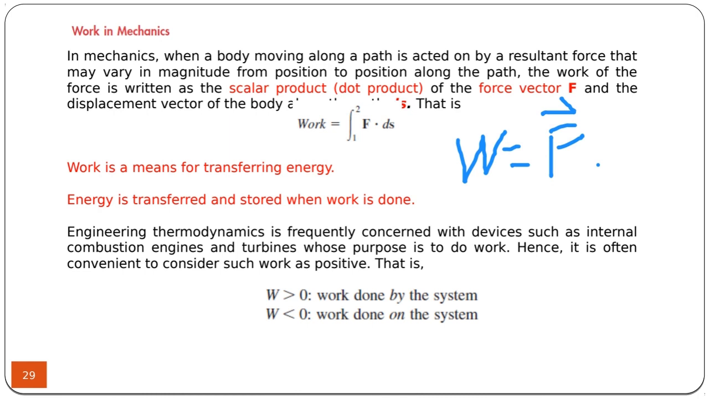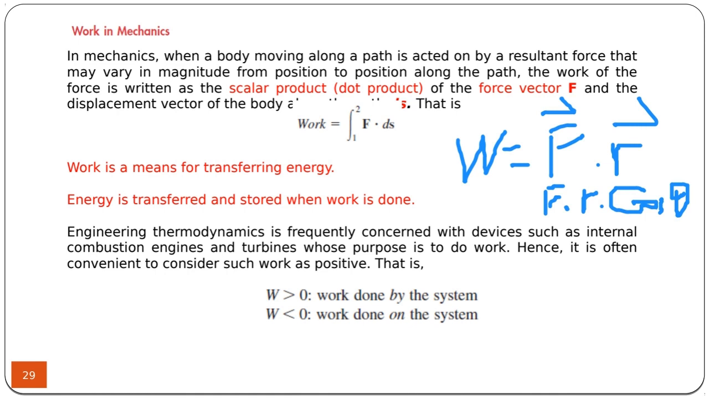So work is a scalar quantity, and we obtain it as force vector times displacement vector. And as you know, this is just the magnitude of force times r times cosine theta. Theta is the angle between the force vector and the displacement vector. So this r times cosine theta gives the projection of the force on the moving direction. So it is exactly the same as work is equal to force times distance, and in this case the distance must be along the force, or force must be along the distance.